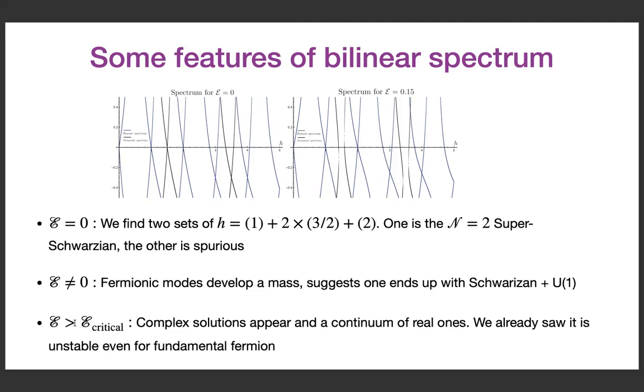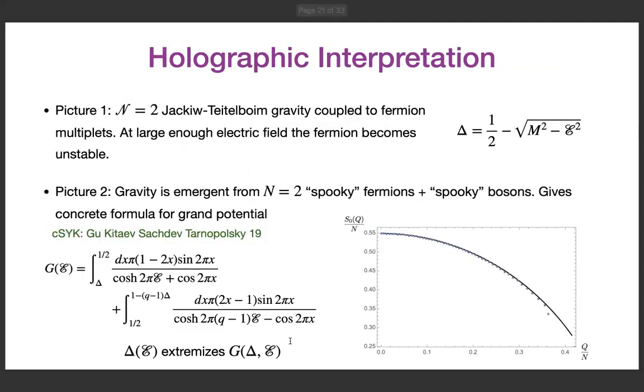Then when we turn on E above the critical one, there are complex solutions, which means that there are some bosonic bilinear modes that have complex scaling dimensions, and there is also a continuum of real ones. So basically, we see that everything goes wrong with the conformal solution of these models at these charges.